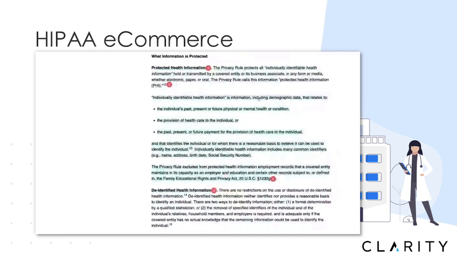And what is that? Well, it's information, including demographic data, that relates to the individual's past, present, or future physical or mental health condition, the provision of healthcare to the individual, or past, present, or future payment for the provision of healthcare. So we're talking about past, present, or future of mental health or physical conditions, as well as payments, and then any provision of healthcare. Those are the three big things. And it continues on to say, and that identifies the individual, or for which there is a reasonable basis to believe it can be used to identify the individual associated with that data.